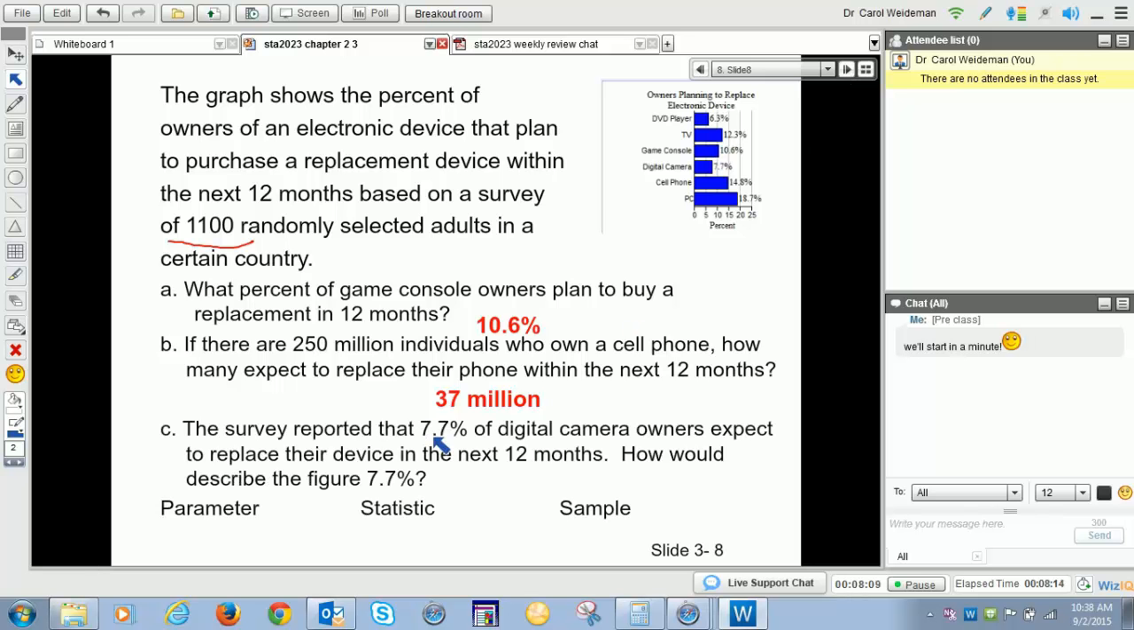The survey reported that 7.7% of digital camera owners expect to replace their device in the next 12 months. How would you describe the figure 7.7? Remember, this was calculated from the sample, so therefore we call this a statistic.